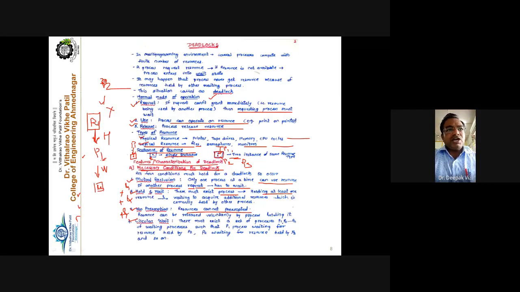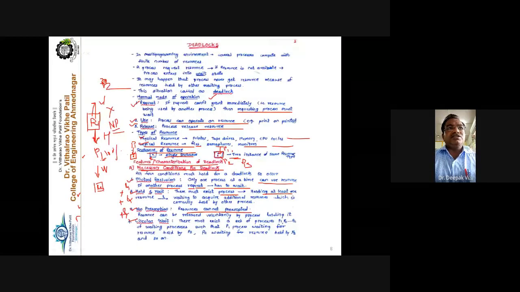For example, if R1 is allocated to process P1, and it is a non-preemptive kind of resource, then R1 will remain with P1 until the 100% execution of the process P1. It will not be preempted in between by process P2. It will not be removed from P1 and assigned to P2 until the complete execution of P1. Getting this point? And the third condition is the circular wait.